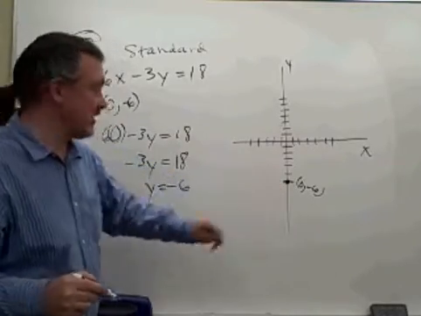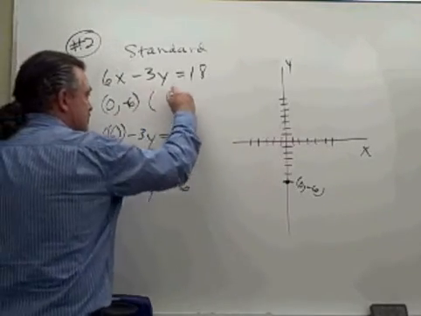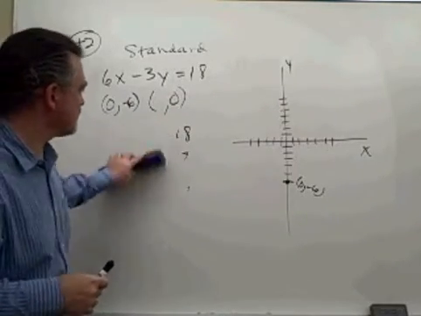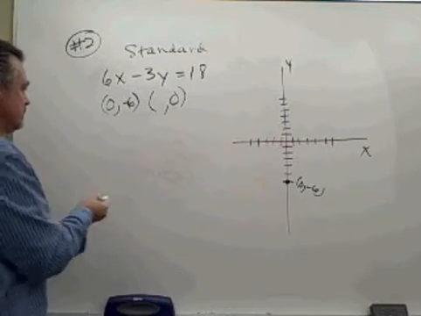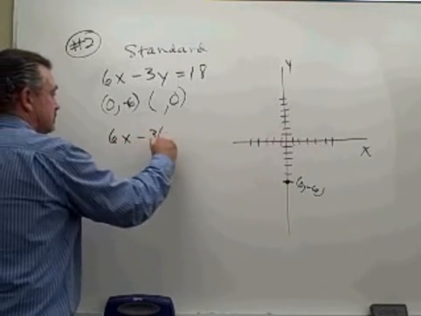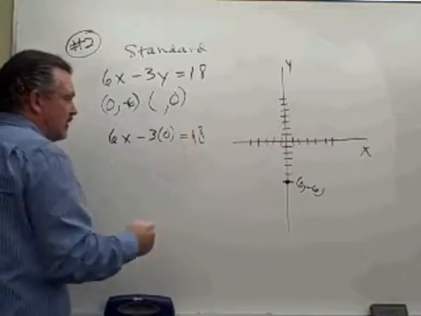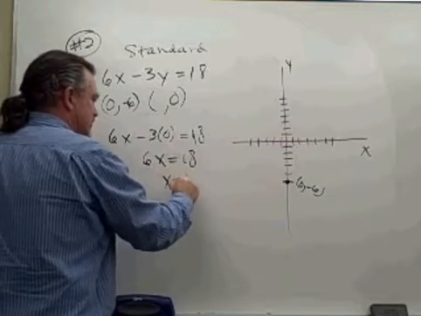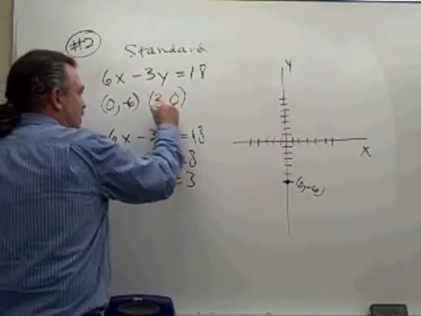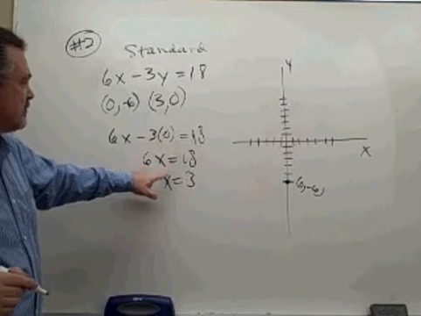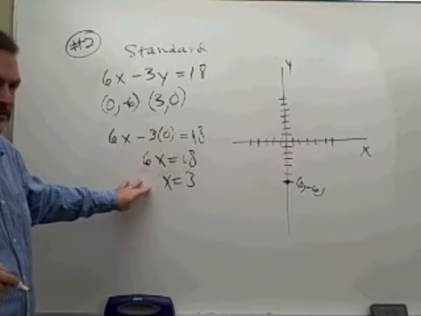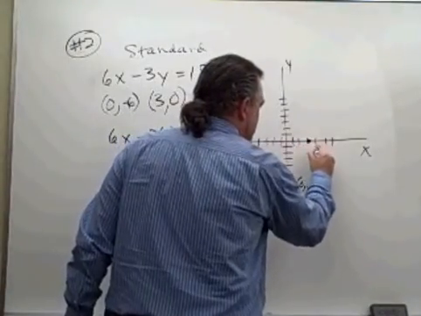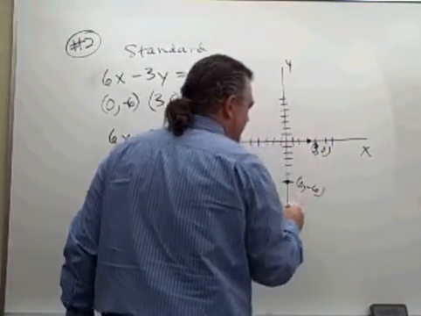That's the y-intercept. Now, to find the x-intercept, we put 0 in for y and solve for x. Well, 3 times 0 is 0, so that just gives us 6x equals 18, so x equals 3. So if y is given the value of 0, x has to be 3 to make the left side become 18. So that's the point 3, 0, which is this point on our graph.